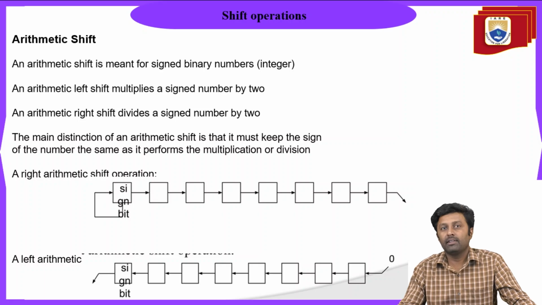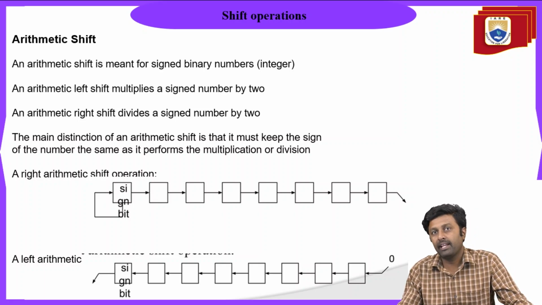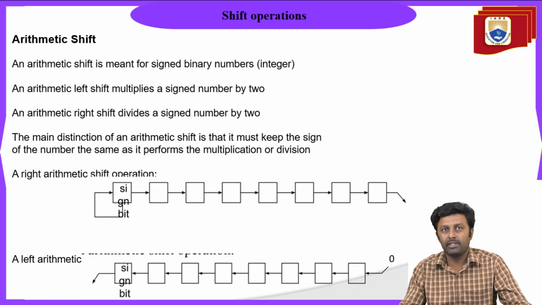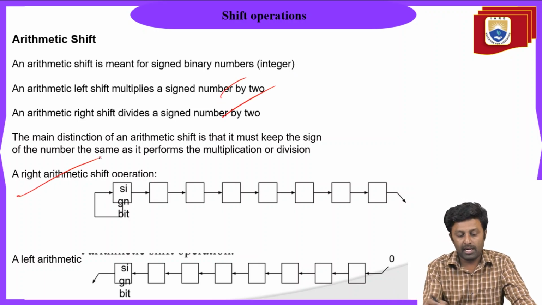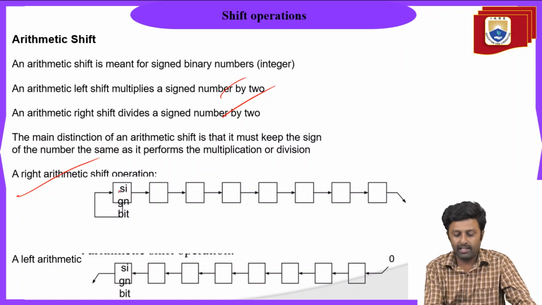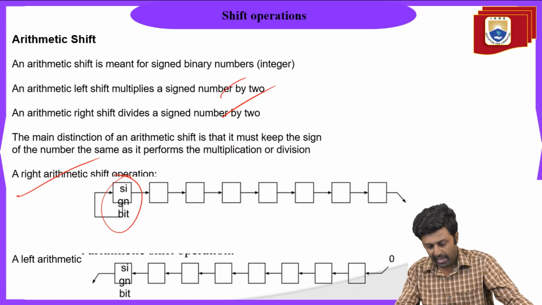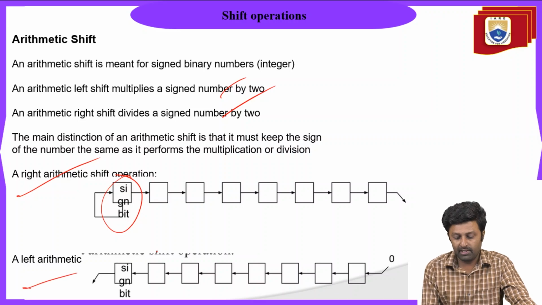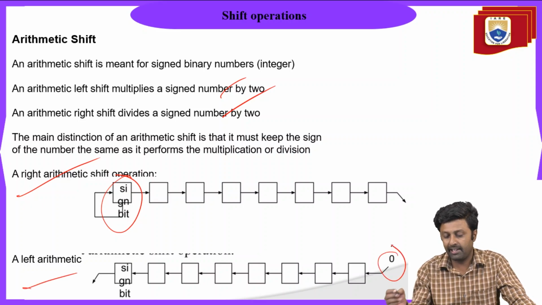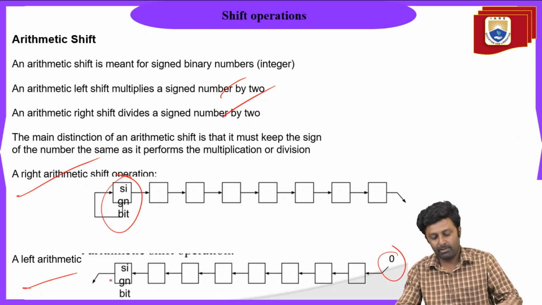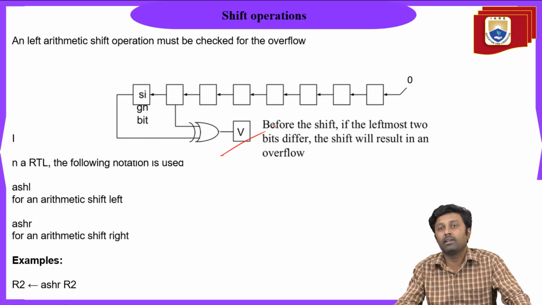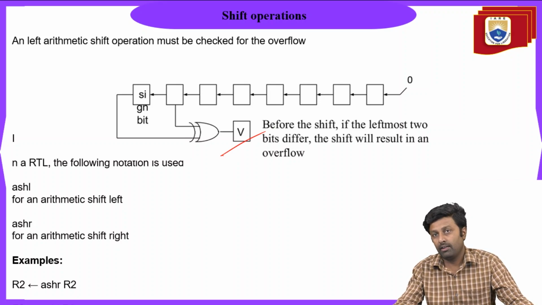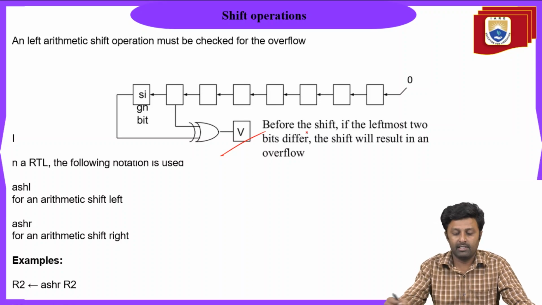Then in the arithmetic shift, for signed binary numbers, that is integers, we perform these arithmetic shifts, that is left shift and right shift. Here also we have two types for signed numbers. In the arithmetic right shift, the sign bit is kept at the MSB. In the left shift, a 0 is added at the right end. If there is an overflow bit, that is, if before the shift the leftmost bit is 1, then it is called an overflow bit.